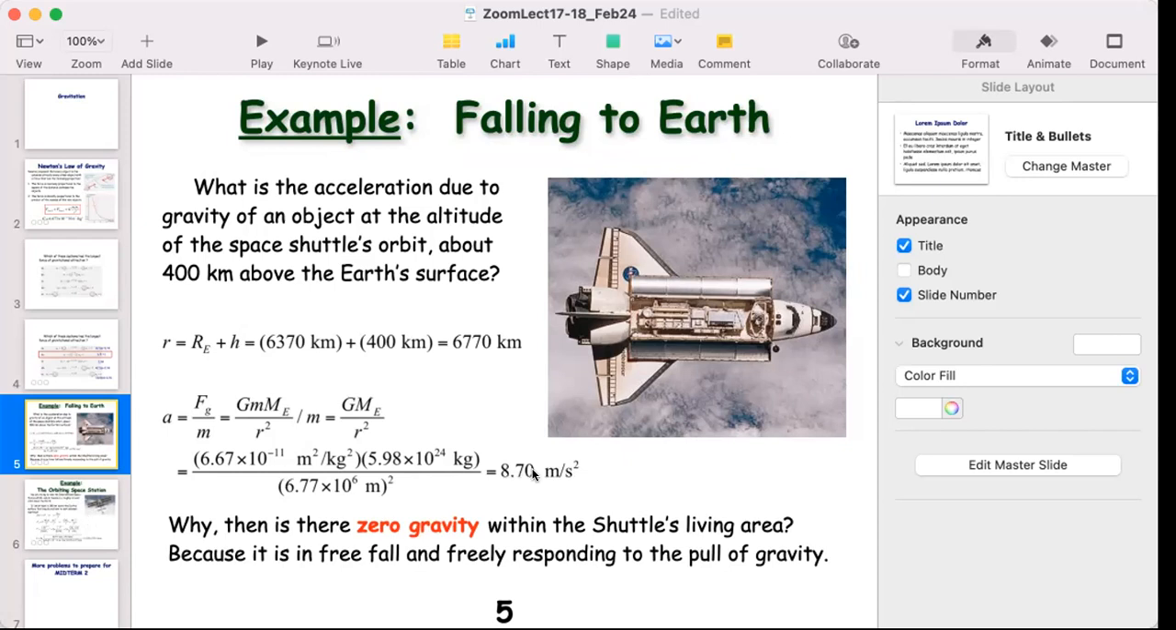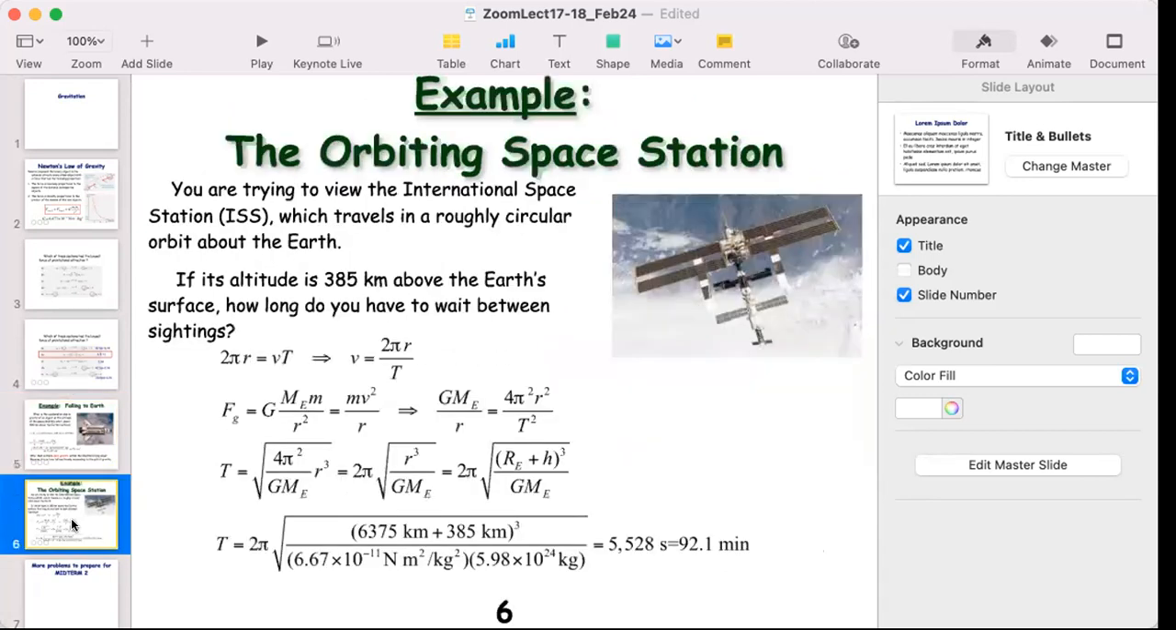Okay, so as you see here, the acceleration is lower than the acceleration that we have on the surface of our planet, right? Like the usual 9.8 meters per second squared that we use for our problems. Then another problem, the orbiting space station.